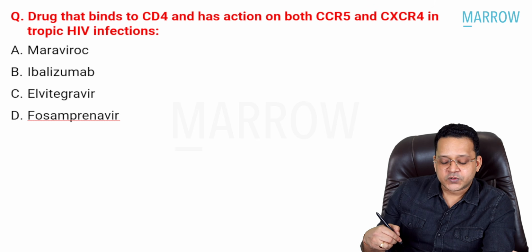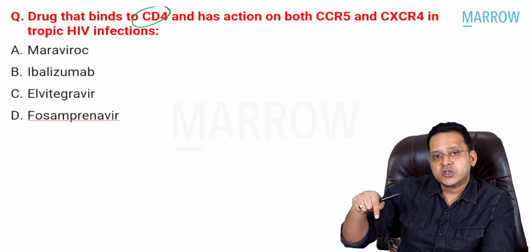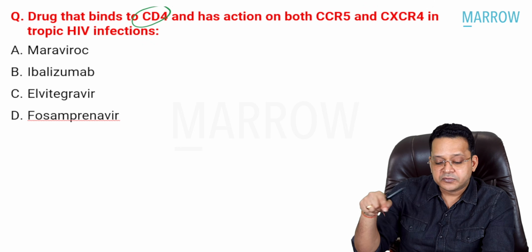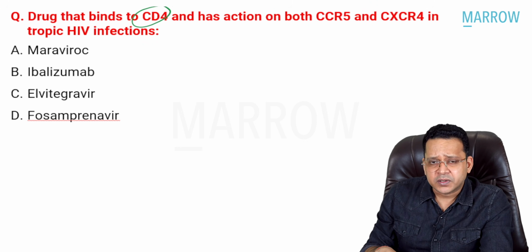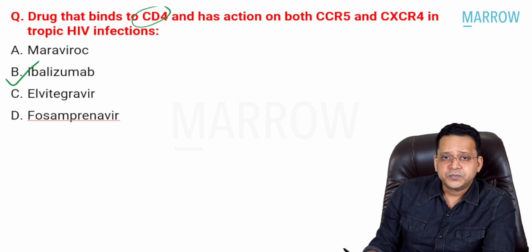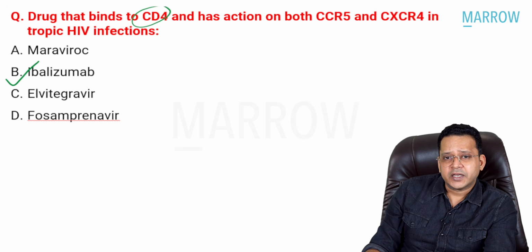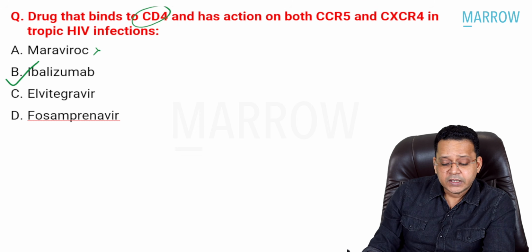Anyways, moving on to the next: drug that binds to CD4 and has action on both CCR5 and CXCR4 tropic HIV infection. So basically, it is asking which is a CD4 inhibitor. There is only one drug that inhibits CD4, and it's a MAB, ibalizumab. So all of you know that, right? Maraviroc, Vicriviroc, these are CCR5 inhibitors. So this cannot be the answer.